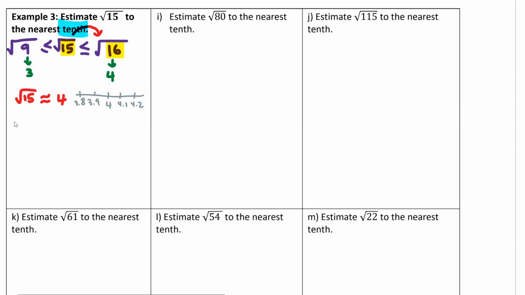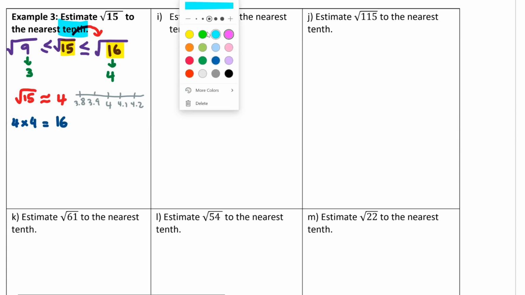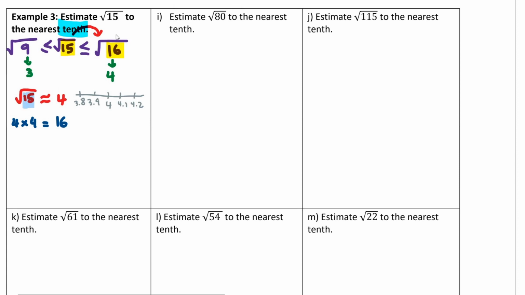As the procedure, we're going to do 4 times 4, which is 16. What we aim for is 15. We want to get the number as close to 15 as possible. So we have 16, and we're going to go backward because the square root of 15 is less than 4. That will be 3.9 times 3.9, 3.8 times 3.8, 3.7 times 3.7, and so on and so forth. I'm going to use the calculator for this part.